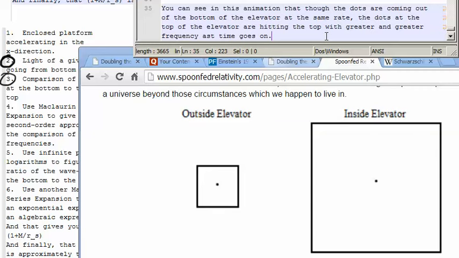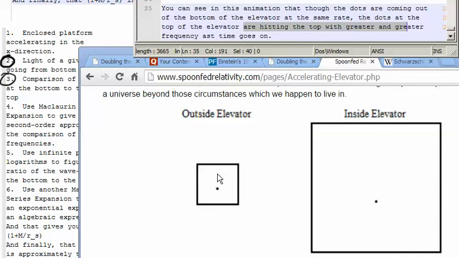Over here on the right, I've got the dots shown as they're coming out. Dot, dot, dot, dot, dot. But as it goes on, you can see that they're hitting the top of the elevator with greater and greater frequency.